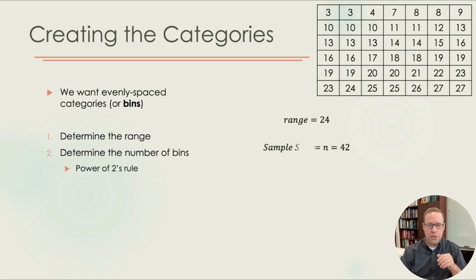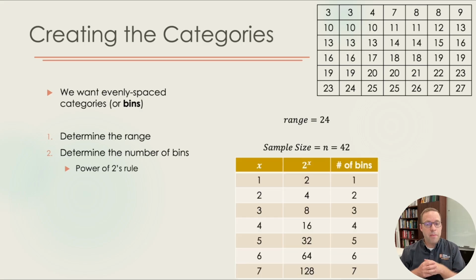Okay, here's the power of 2's rule. First of all, you take your sample size. You count how many data points you have. In this case, our sample size, which we're going to call n, is 42. There are 42 people in the room, and I have their ages in this table. Now I'm going to take this sample size and I'm going to compare it to all the different powers of 2. So by this I mean, what's 2 to the power of 1? What's 2 to the power of 2? 2 to the power of 3, 2 to the power of 4, and so on.